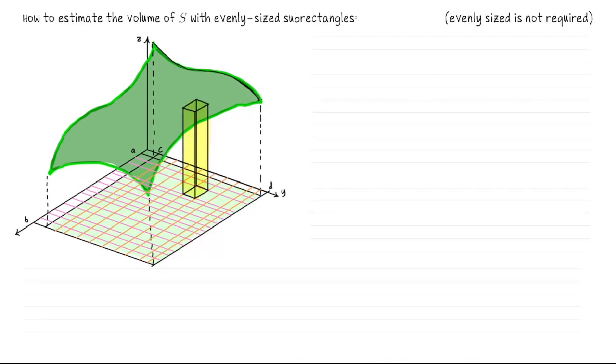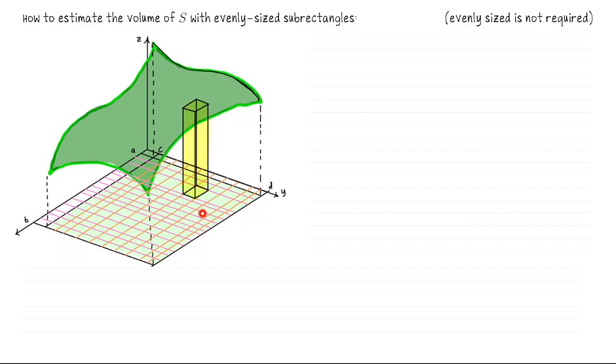In a minute, we will set up and solve a Riemann sum in order to compute the volume enclosed between the graph of a function and the xy plane for an actual function over a given rectangle. But before we do that example, let's step back and talk through the process.